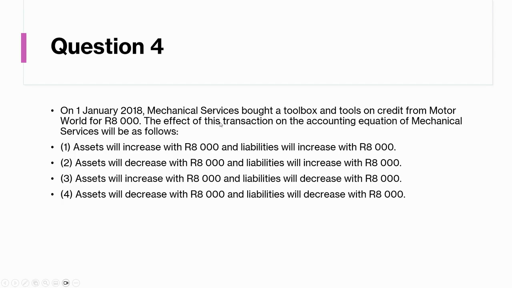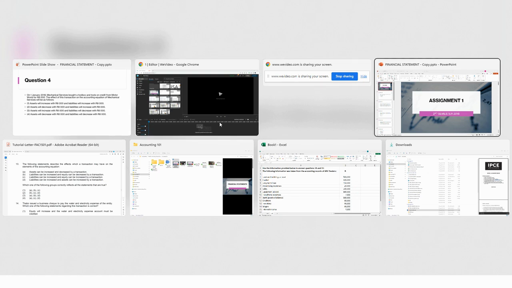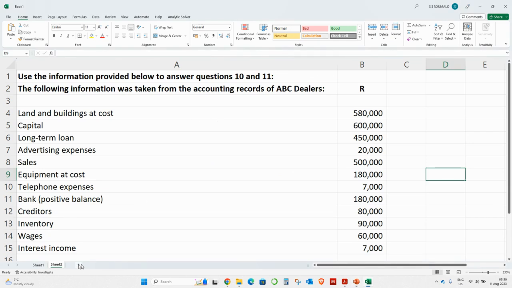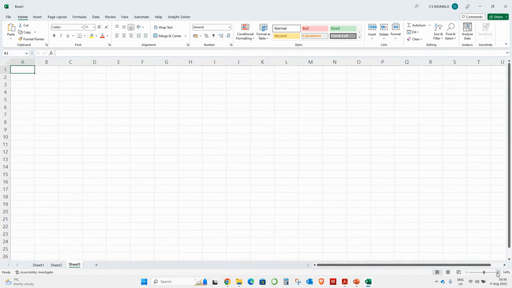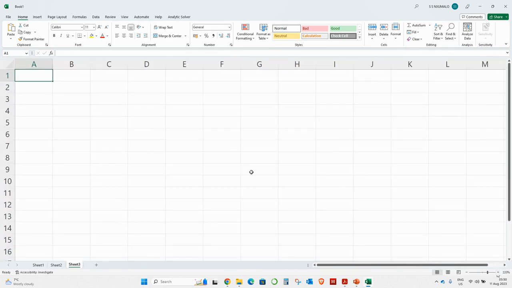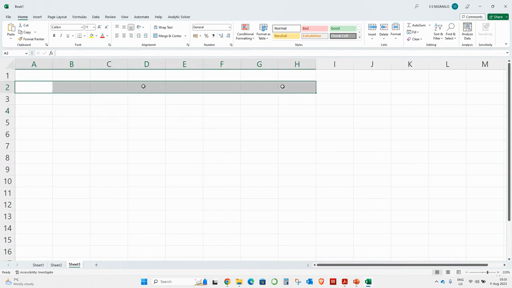Allow me to open the Excel spreadsheet. I'm just going to make this one a little bit bigger. So let's say, for instance, you're going to have your line here. Okay, let's just say we're opening our ledger account.